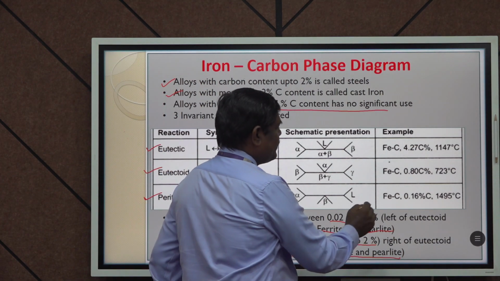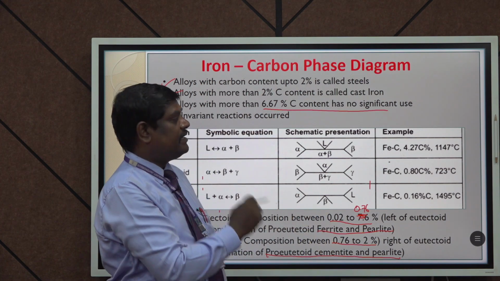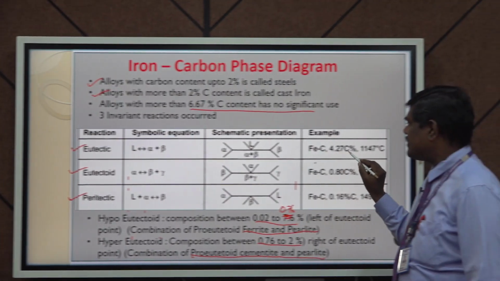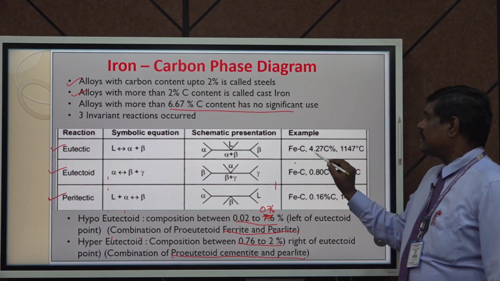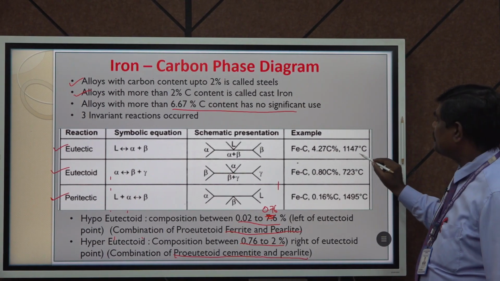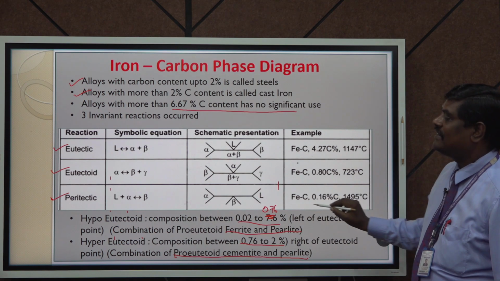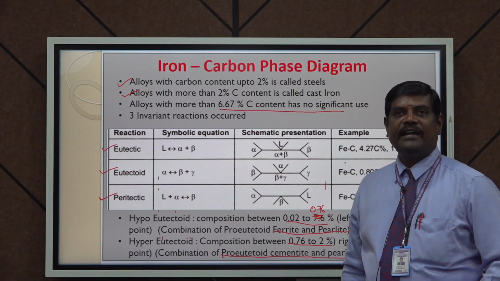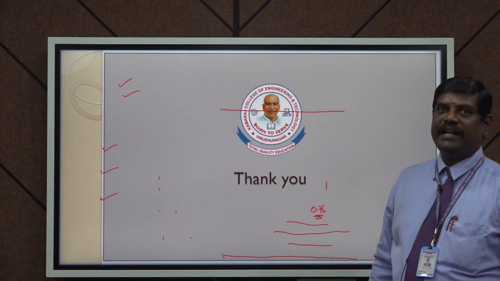The schematic reaction is represented here, and their exact percentage of carbon content and the corresponding temperature are represented here. So, that is all about the iron and iron carbon equilibrium diagram. Thank you.